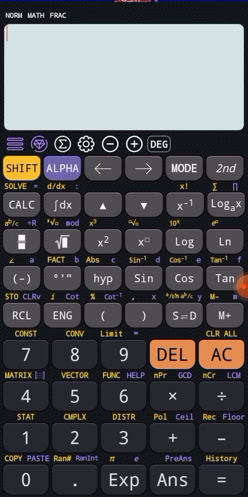So we're going to be looking at how to simplify surds, how to add and subtract surds, how to divide, multiply surds, and how to solve equations that involve surds using your calculator.